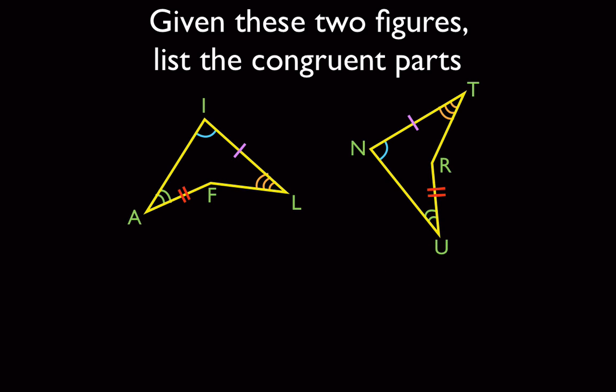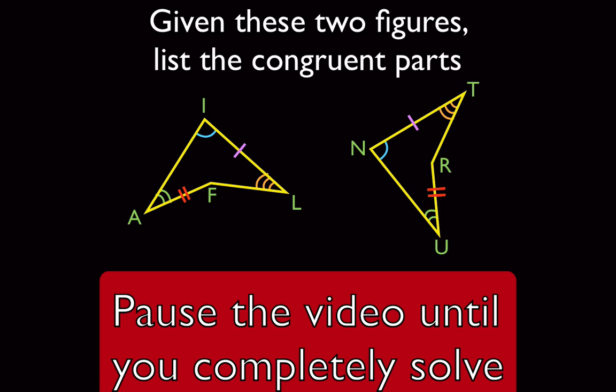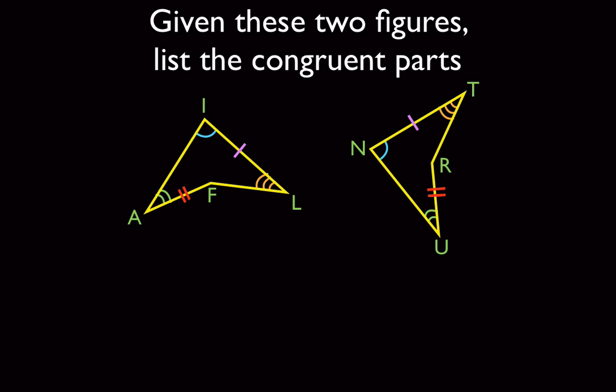Okay, once again, I think this is the last one. Go ahead and pause the program, make sure you label it completely, and when you're ready to go, hit play. List all the sides first, of course, hit play, and we will go over the answer.